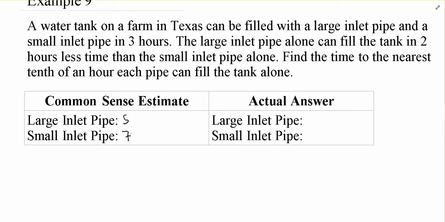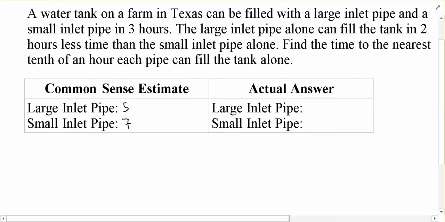That's the way I would get a ballpark estimate: say, what if they were filling it at the same rate? What if they worked at the same speed? How long would it take each one of them alone? And then look at the fact that the large one takes less time, so let's drop that number a little bit and make the other one a little bit bigger. That gets you a ballpark estimate just to see if our actual answer ends up working.